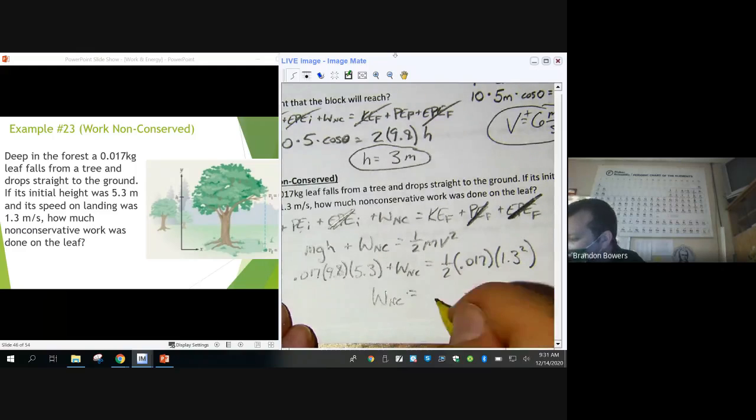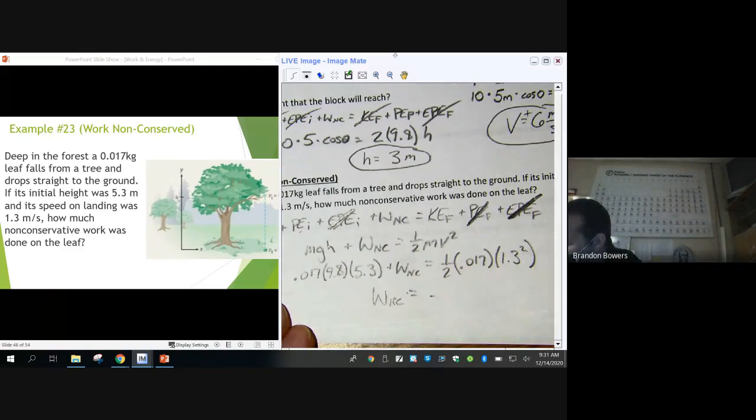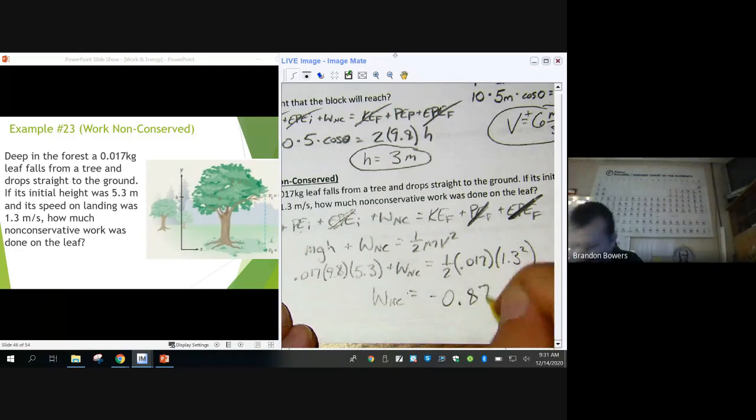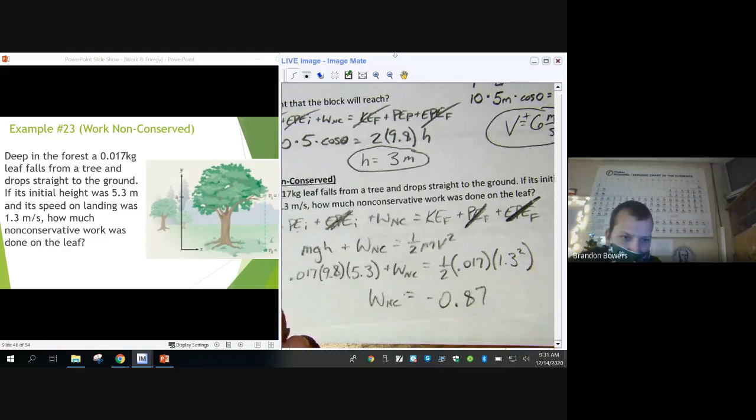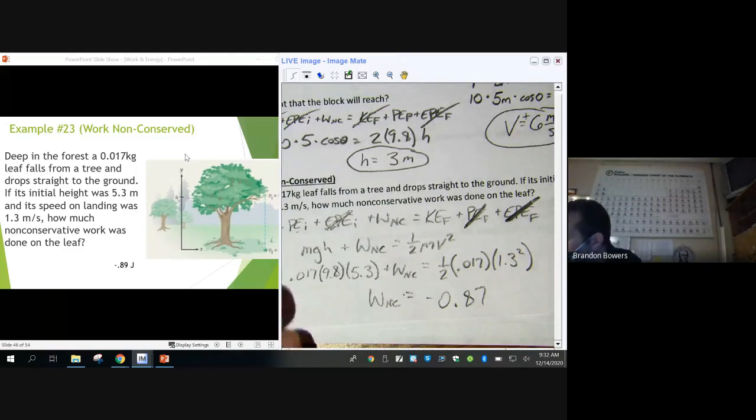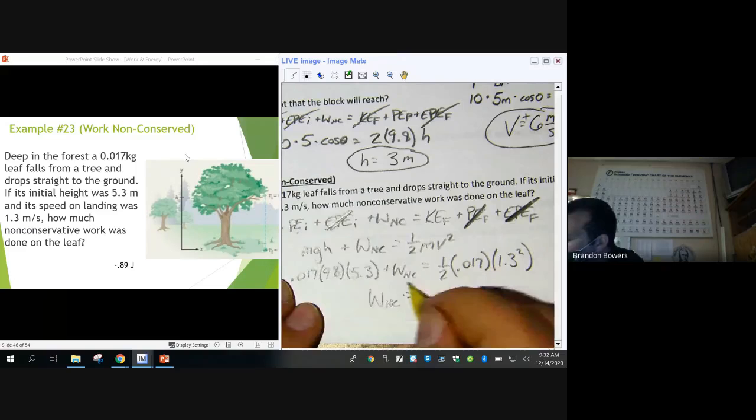I assume you got a negative. Negative 0.868615. 0.8686. I like that. Is that close to what we got previously? Yeah, very good. Very good. Okay.